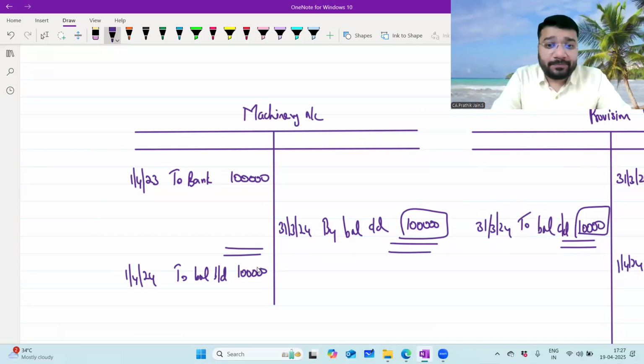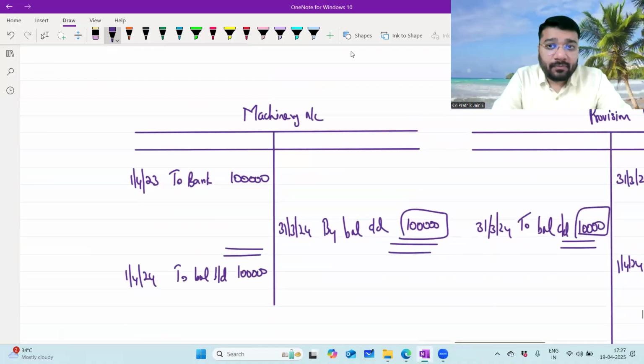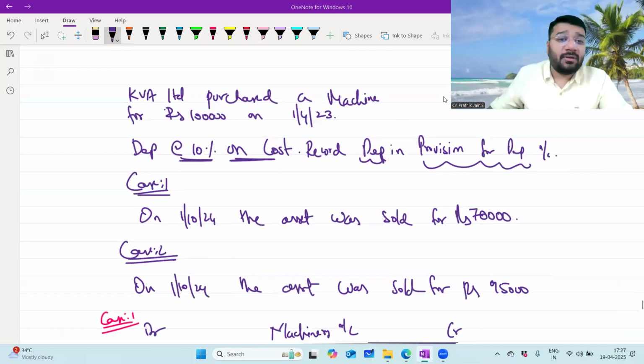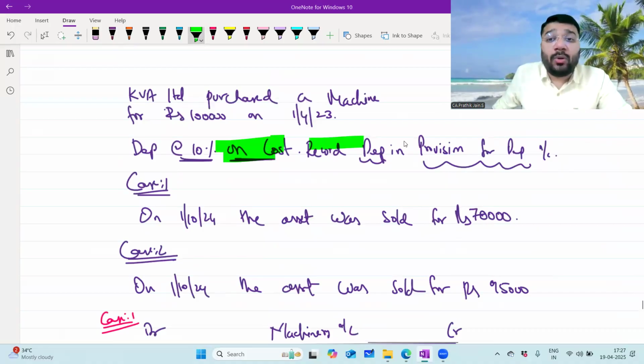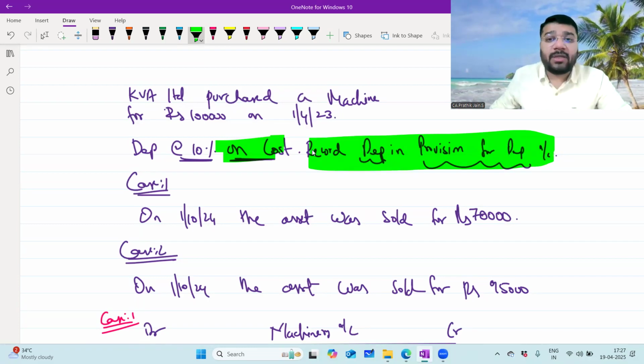Online people, any problem? Sir, why are we not recording depreciation in the machinery account, sir? Because what method is this of maintaining the depreciation? Straight line method, sir. That is the method for calculating depreciation. What is the method for accounting for depreciation? Recorded in provision. What is provision for depreciation?